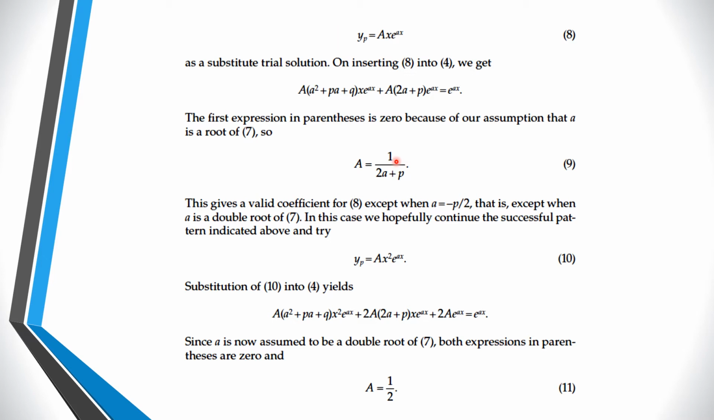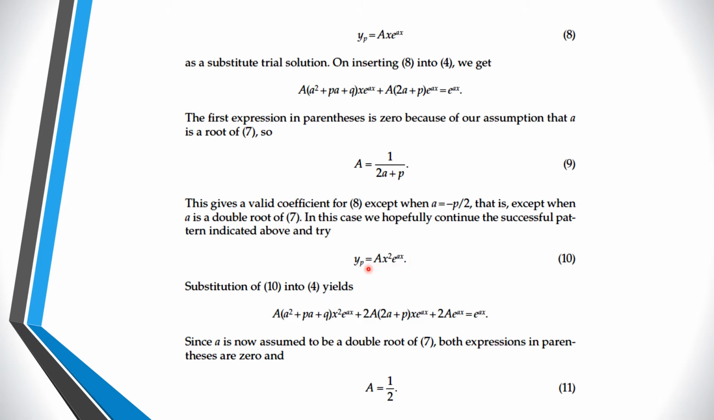But if this value is 0, again we have to choose yp as A times x square e to the power ax. In the first case, we choose yp to be A into e to the power ax, where A is the undetermined coefficient. But if a square plus ap plus q is 0, we will choose yp to be A into x times e to the power ax, and the value of capital A will be 1 over 2a plus p. But if again 2a plus p is 0, we will choose yp to be A times x square e to the power ax.